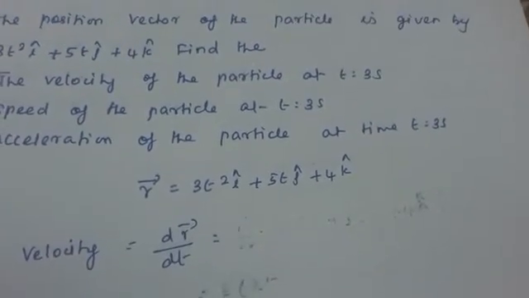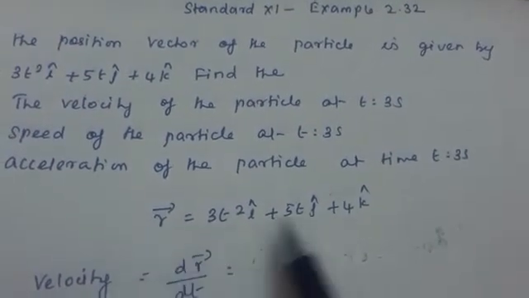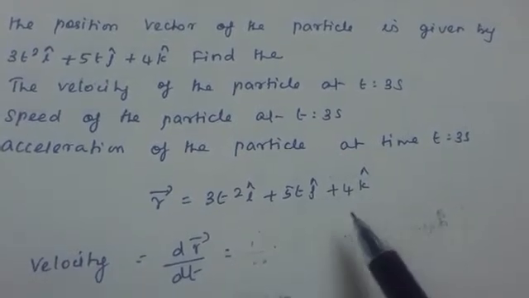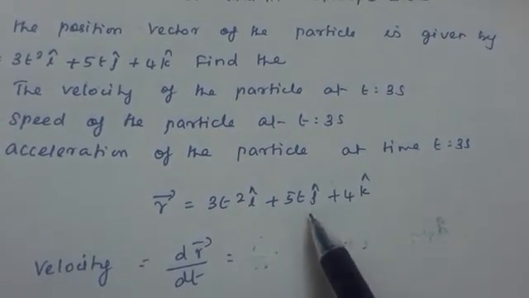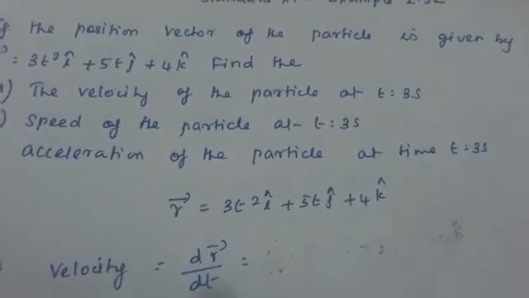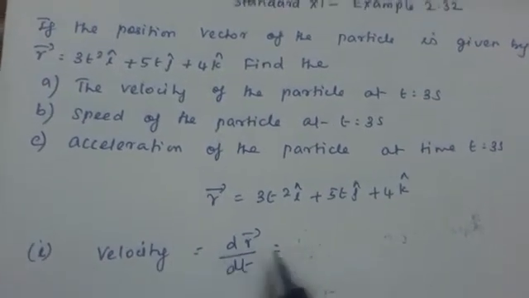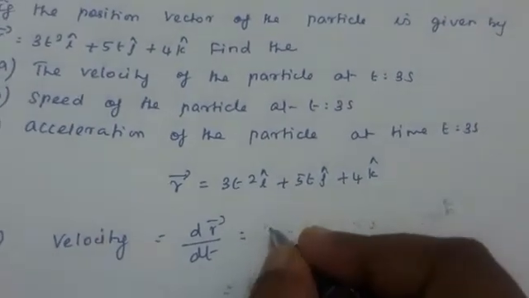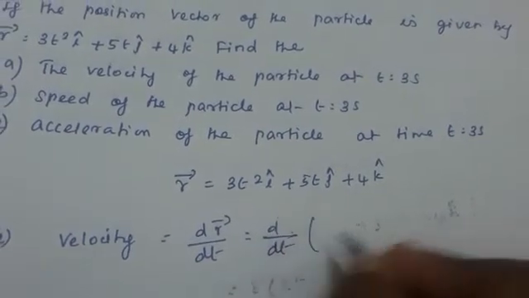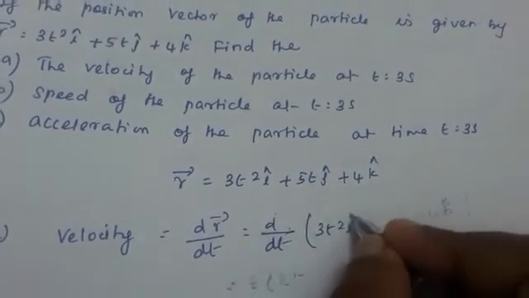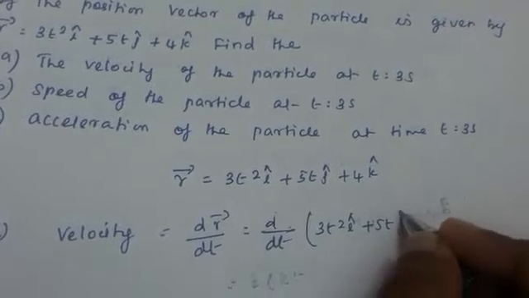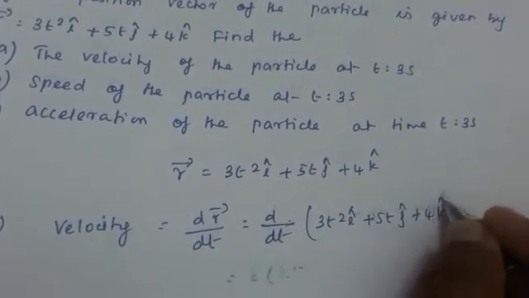Now what is given here is the position vector. r vector is equal to 3t square i vector plus 5t j vector plus 4k vector. Now first we have to find out the velocity. Velocity is equal to dr by dt. That is d by dt of 3t square i vector plus 5t j vector plus 4k vector.